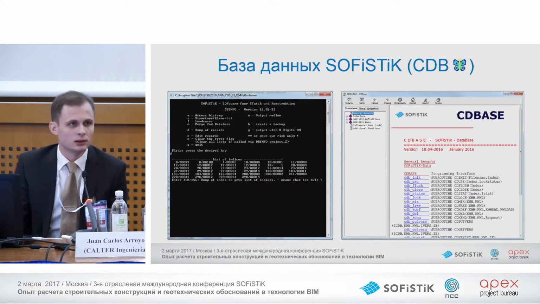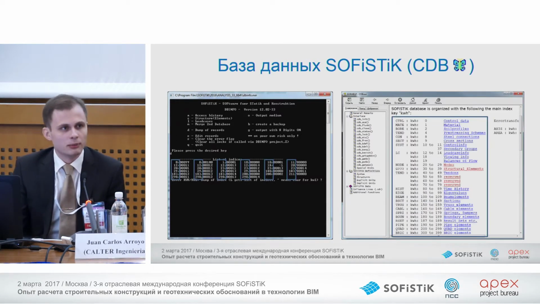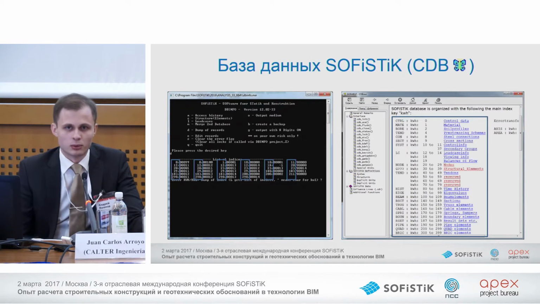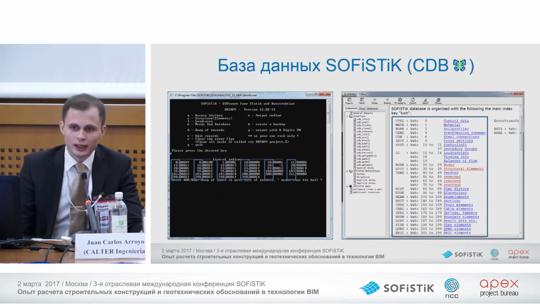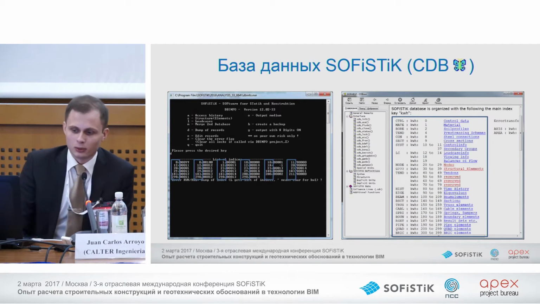SOFiSTIK, the main thing there is a database. The database contains all data about model, about calculation results, and all adjacent information. The database is structured. Each element is in a certain square, in a certain cell, and it's indexed. And you can get access to this cell by any tool. You can use API, you can use any other access tools. Then you can read, you can write through SOFiSTIK, and you can process.